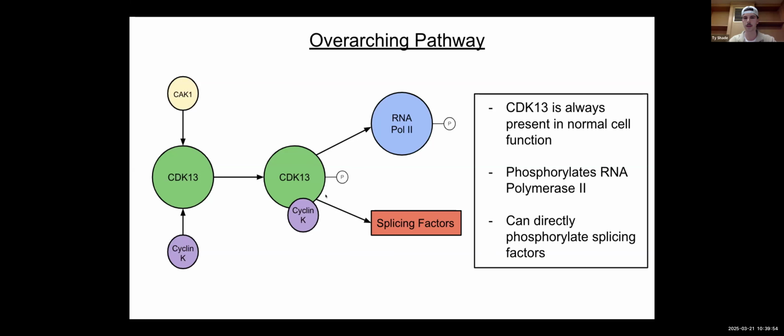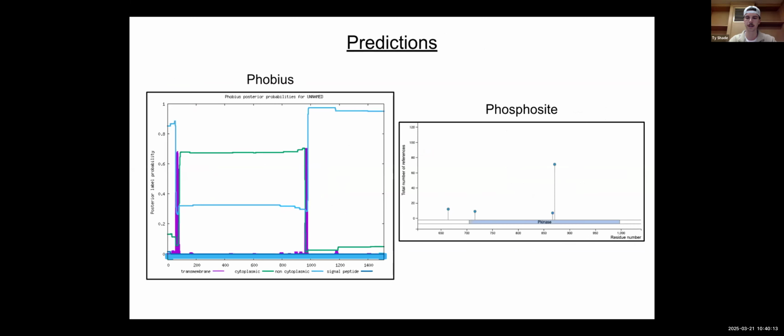And then once it's in its phosphorylated and cyclin-bound state, it can phosphorylate RNA polymerase II, which is its target, which will increase the processivity of RNA polymerase II. It can also directly phosphorylate splicing factors, which will change things like the expression, localization, and activity for these splicing factors. So some predictions.